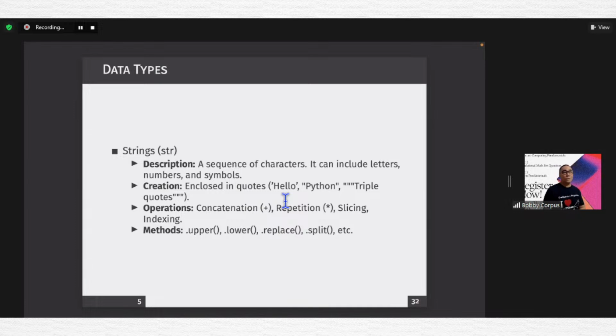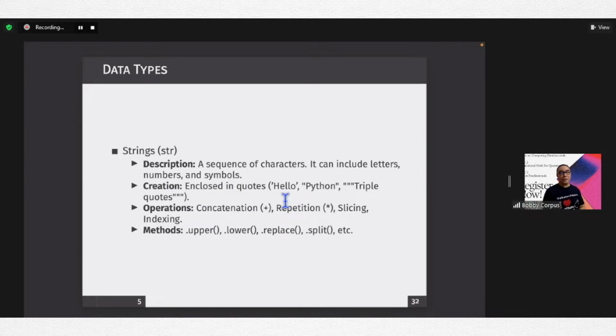So for a string, you can concatenate two strings, no? So for example, hello space plus world, no? So you can do hello world, or you can repeat strings, no? Do some repetition using multiplication operation, no? So example, hello times 3 is hello, hello, hello, no?